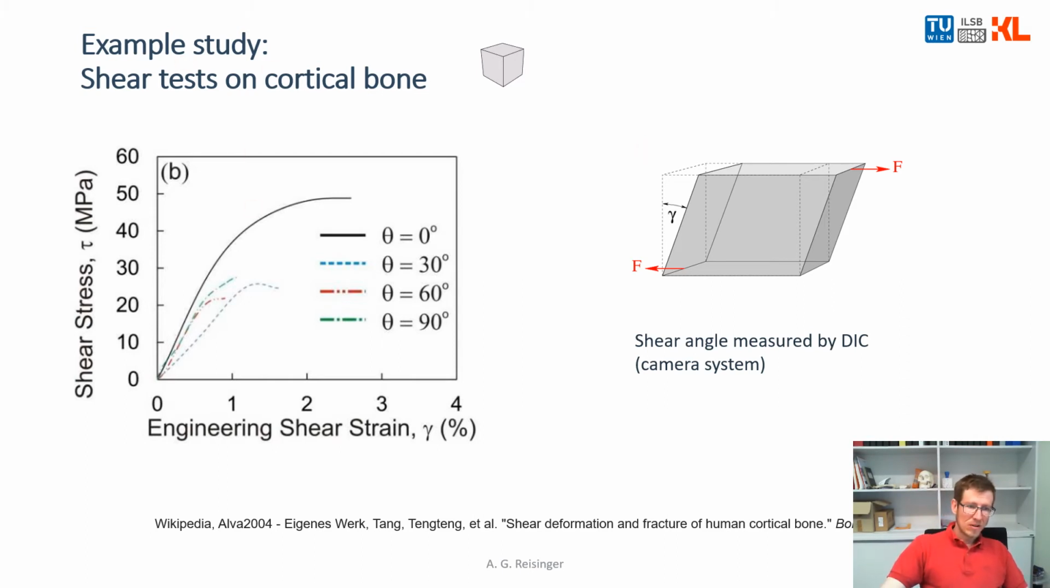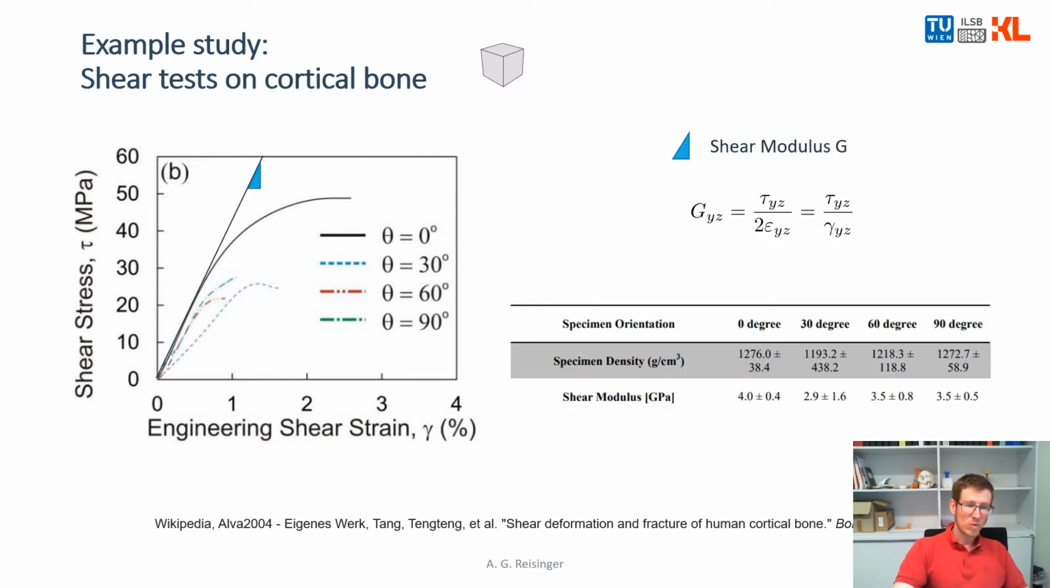Okay, and what can be extracted out of this experiment is you take the slope of the initial linear region, and the slope of that is the shear modulus. It's an increment in shear stress divided by the according increment in shear angle.